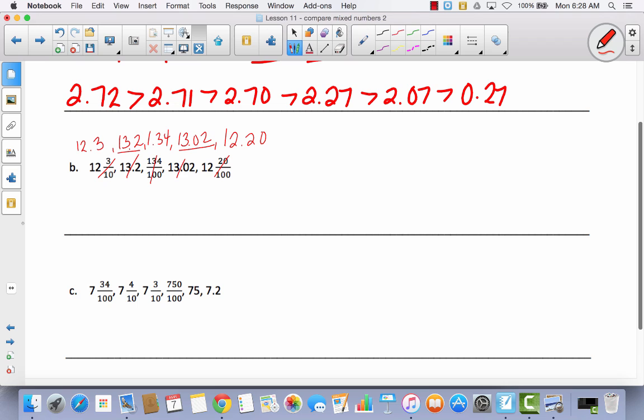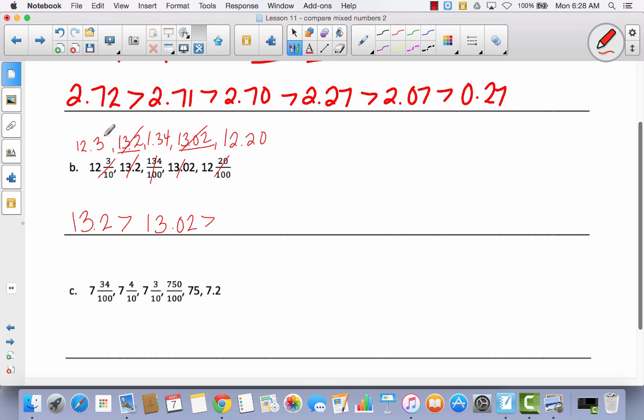Well, which one do you think is the largest? You're right, it's 13 and 2/10. So let's write 13 and 2/10 first. It is greater than, I'm going to mark it out, it is greater than 13 and 2 hundredths. And I'm going to mark it out. So now I have to see, is 12 and 3/10, 1 and 34 hundredths, or 12 and 2/10 greater? So which one would be greater? 12 and 20 hundredths, or 12 and 2/10, or 12 and 3/10?